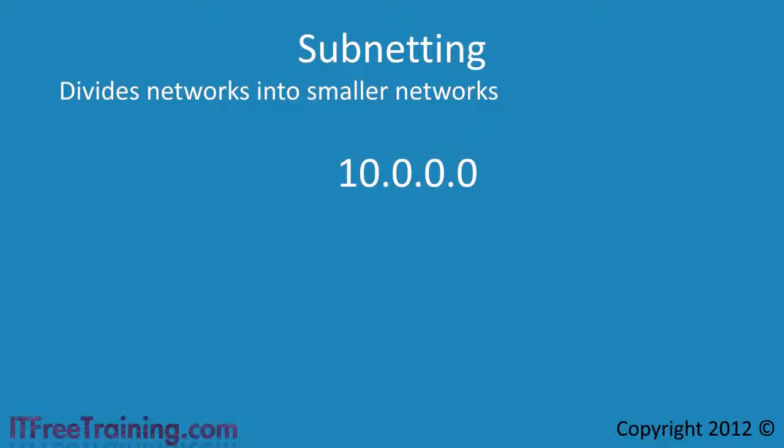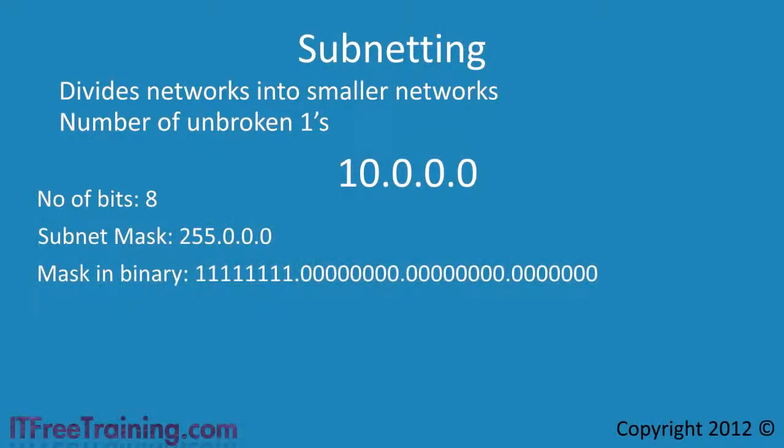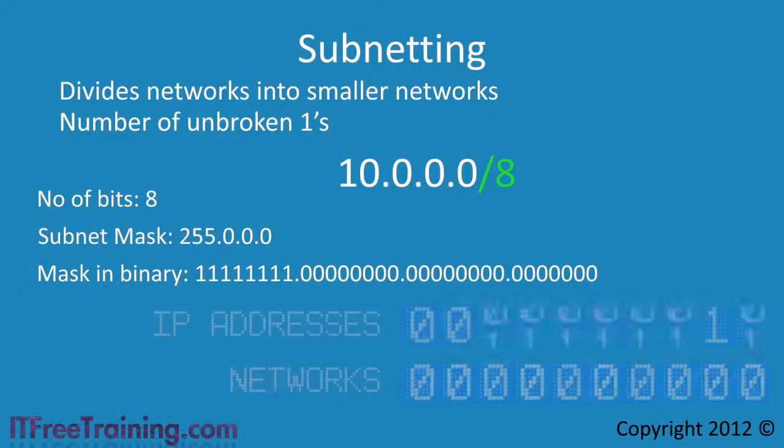A subnet mask is simply a number of unbroken ones. Given a subnet mask of 8 bits, means out of the 32 bits of an IPv4 subnet mask, the first 8 are set to 1. This can be shown as /8 after the IP address, or the subnet mask as 4 octets, in this case 255.0.0.0. If you take the private network 10.0.0.0 with the subnet mask of 8 bits, this will give you over 16 million hosts.